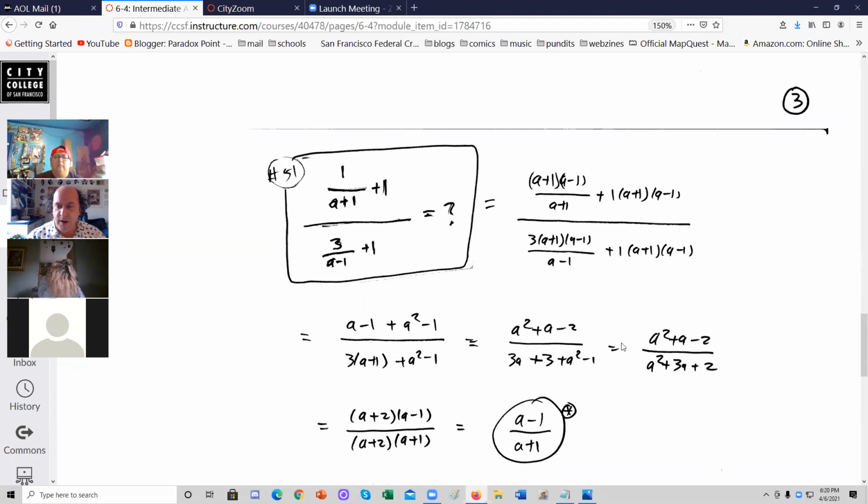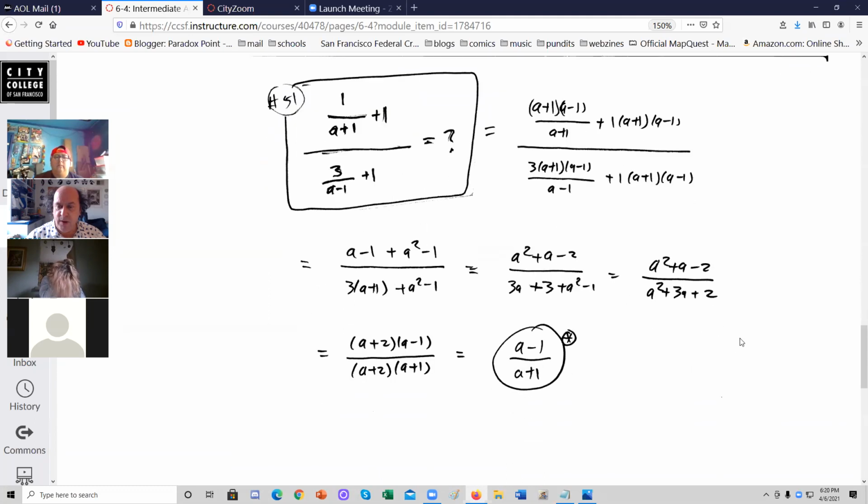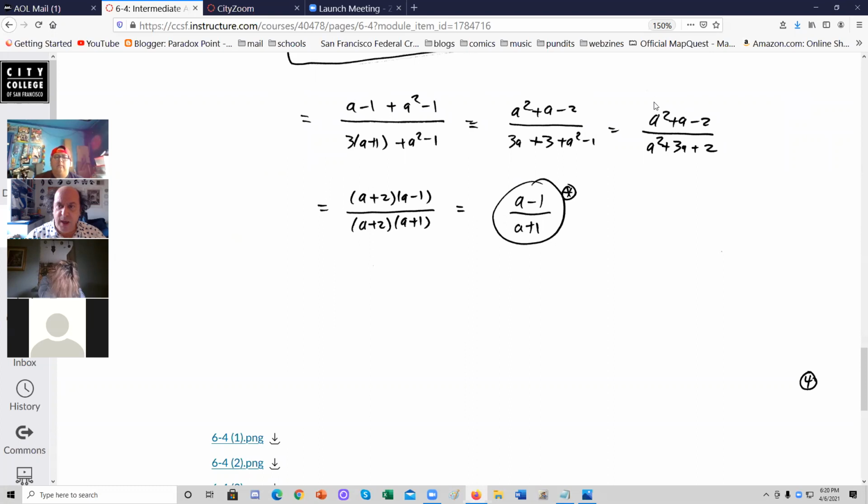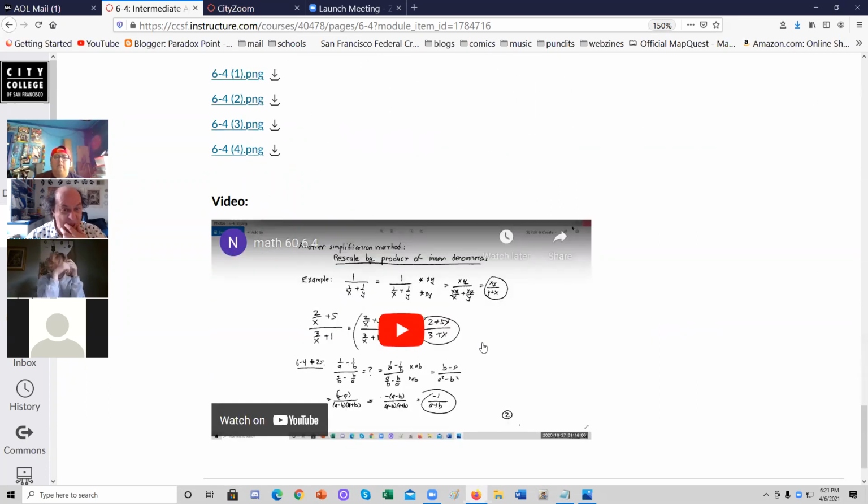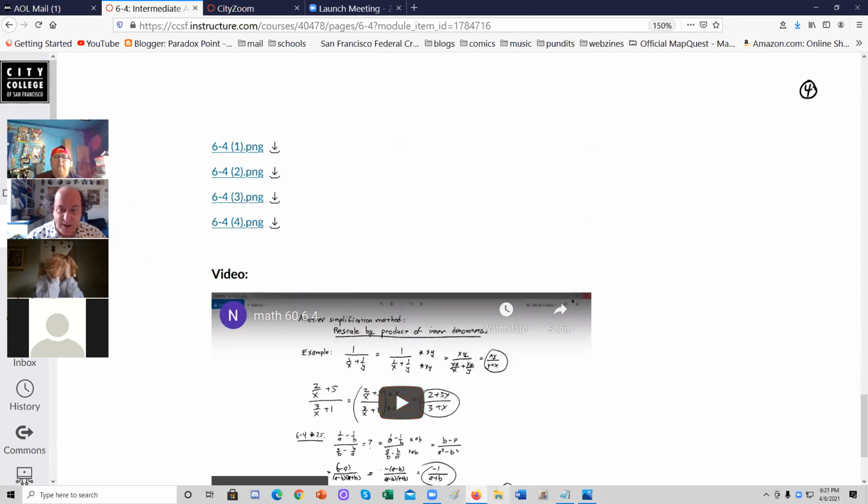But then again, we can factor these, and we'll see if we can cancel common factors. A squared plus a minus 2 factors into a plus 2 times a minus 1, a simple AC method. Another simple AC method here gets you a plus 2 times a plus 1. So a plus 2, a minus 1 over a plus 2, a plus 1. The a plus 2's cancel, and we're left with a minus 1 over a plus 1. That concludes this part of this section.